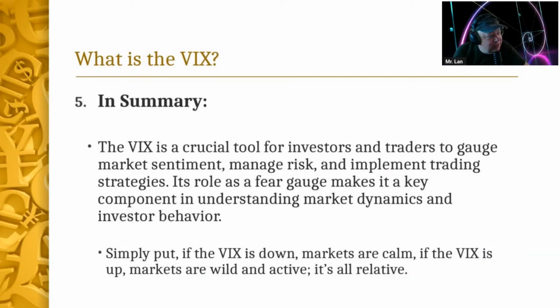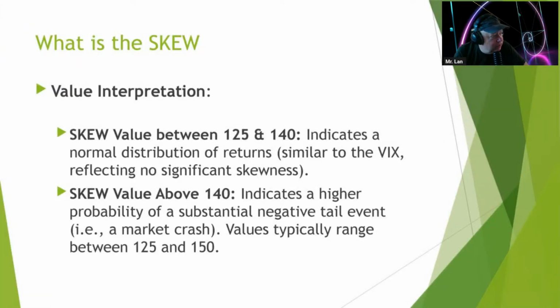Simply put, if the VIX is down, markets are calm. If the VIX is up, markets are wild and active. It's all relative. That's the wrong slide. Let's go back over to the SKEW. The SKEW value above 140 indicates a higher probability of a substantial negative tail event, i.e. a market crash. Values typically range between 125 and 150.